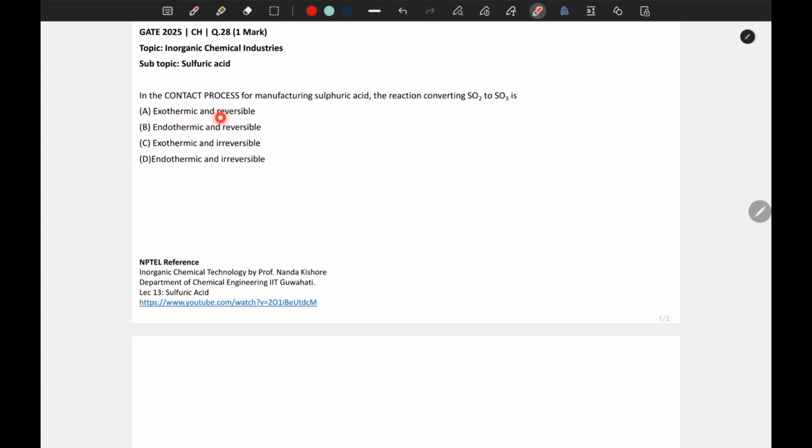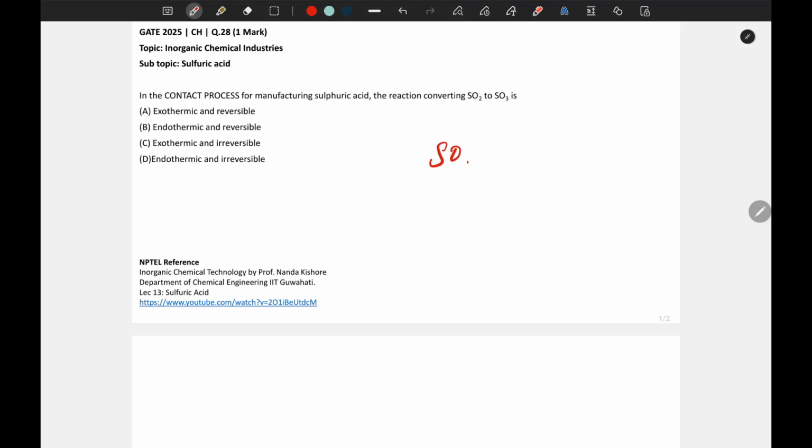Option A, exothermic and reversible. B, endothermic and reversible. C, exothermic and irreversible. D, endothermic and irreversible. So let us try to understand the reaction mechanism that converts SO2 to SO3.